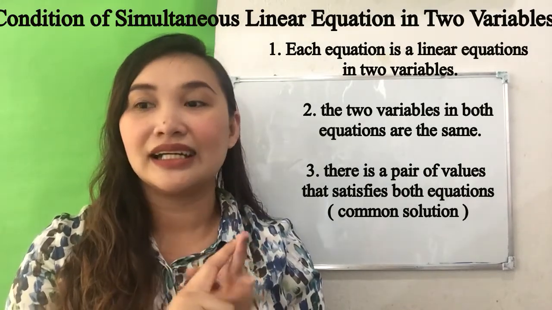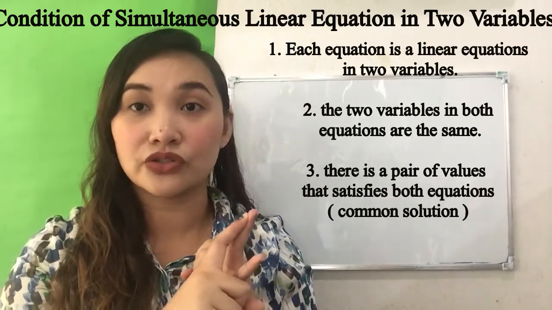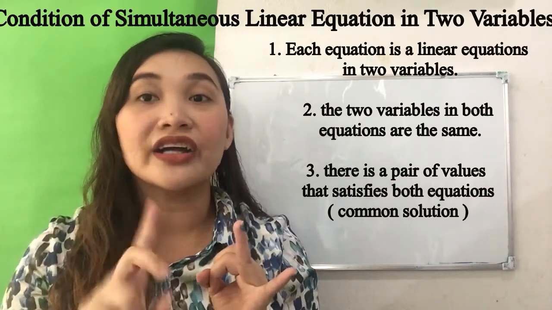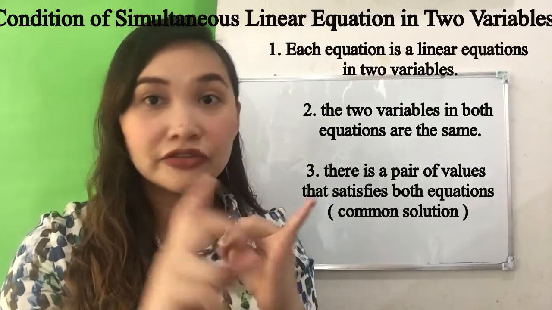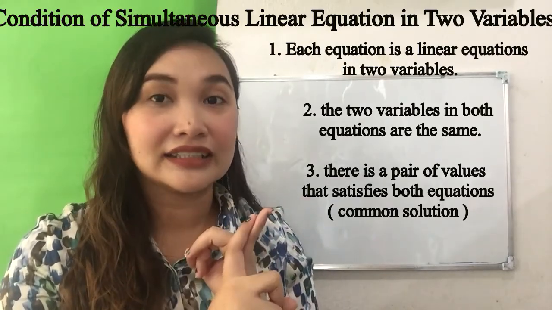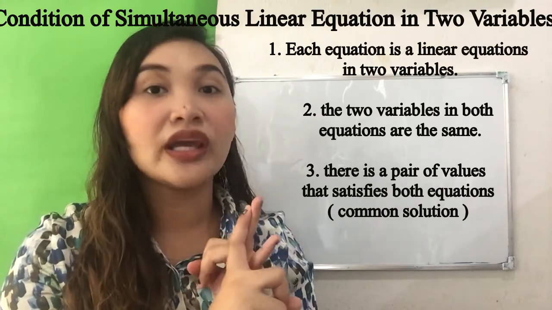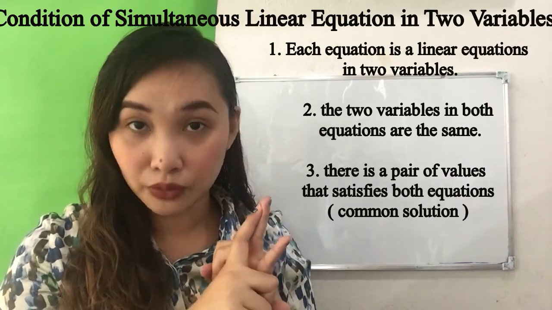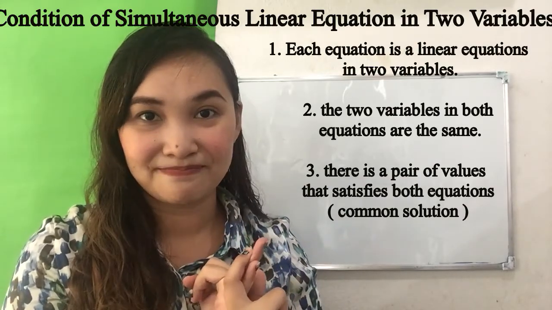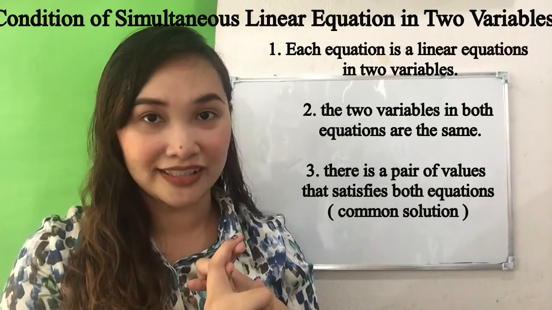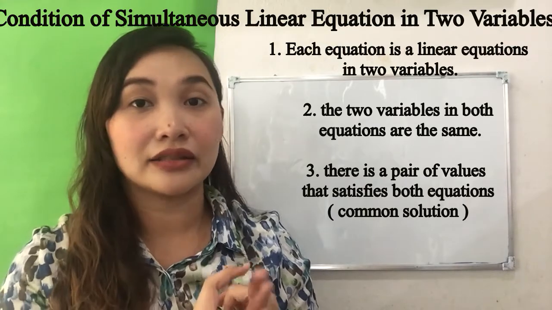Because our topic is linear equations in two variables. The second one is we have to make sure that the two variables of the two equations are the same. Okay, so first we have to check if the two equations are linear equations with two variables. Second, we have to make sure that the variables of these two equations are the same. And the third one, if there are pairs of values that satisfy both equations.